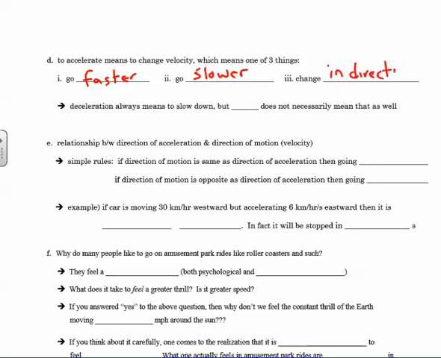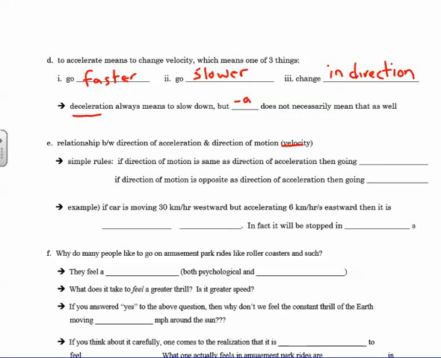Okay? So you could be going the same speed around a curve, but you're continually accelerating because your direction is continually changing. And that has important consequences, like I said, we'll talk about later. In terms of vocabulary, deceleration, which is a common term, does always mean to slow down. But as we'll see in a minute, negative acceleration, acceleration in the opposite direction, does not necessarily mean slowing down as well. It sometimes can. So let's establish a relationship between direction of acceleration and direction of motion, which is about velocity.